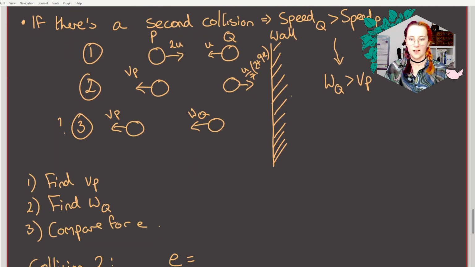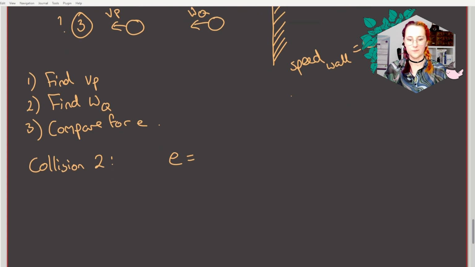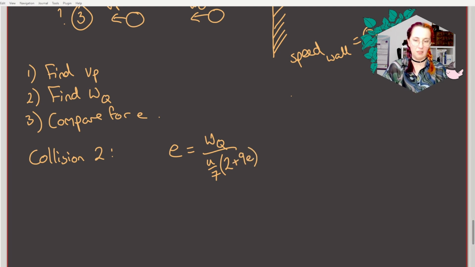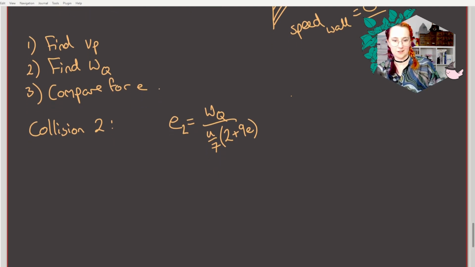Okay. Also, the speed of the wall is 0. Like always 0. So essentially it's only really Q's speed out. So this is WQ over the speed in, which was that value we worked out before, which was u over 7, 2 plus 9e. Blech. Okay. And I'm going to call that e2, and then this is the e1. This is that value e that happened.